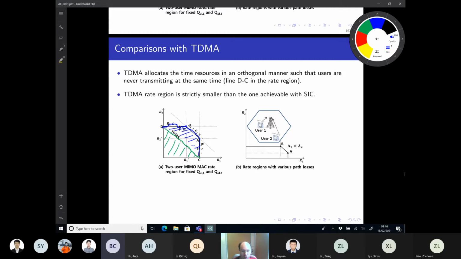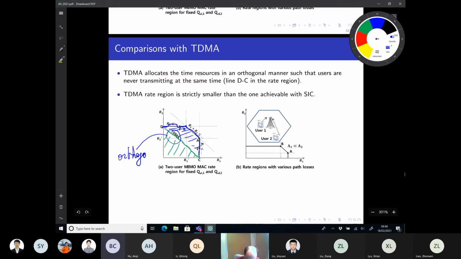If you just constrain yourself to have either user 1 or user 2 transmitting on orthogonal resources or at different times, then you will have a loss. So this is TDMA. You can do the same with FDMA, frequency division multiplexing. That means two users transmit on two different frequencies. You would have the same trade-off. So this is the general trade-off that you have when you orthogonalize.